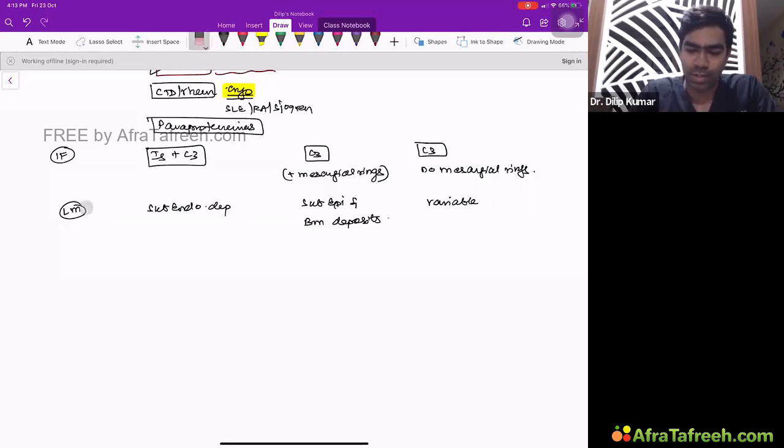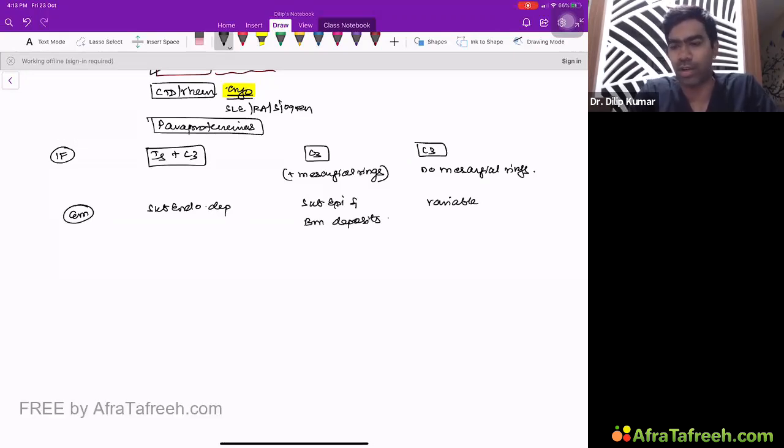I'm writing about electron microscopy. In electron microscopy, typically you will see subendothelial deposits. Here you will see subepithelial and basement membrane deposits, and here it is variable. But the most important feature of type 2 is something called dense deposits within the basement membrane. These basement membrane deposits, which I've told you about here, are going to be the most important. They form something called dense deposits within the basement membrane.